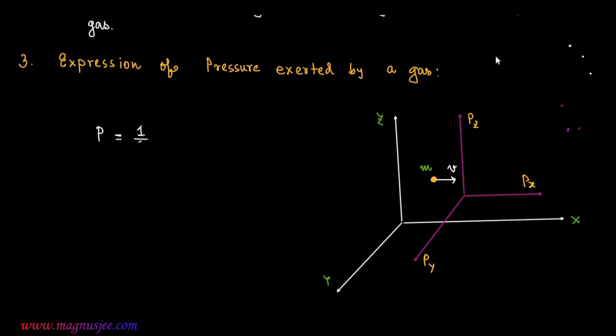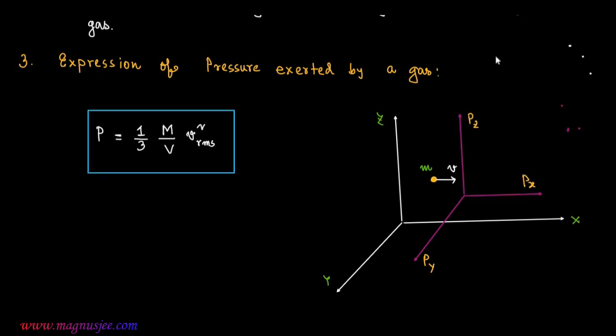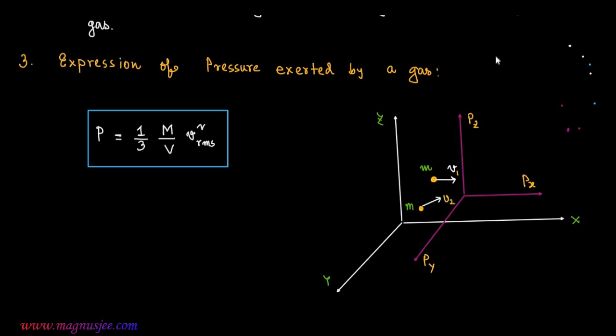The pressure exerted by the gas has the expression P equals 1/3 (m/V) Vrms square. That is the pressure exerted by a gas, where m is the mass of the ideal gas, V is the volume, and Vrms is the RMS speed or RMS velocity of the gas molecules.